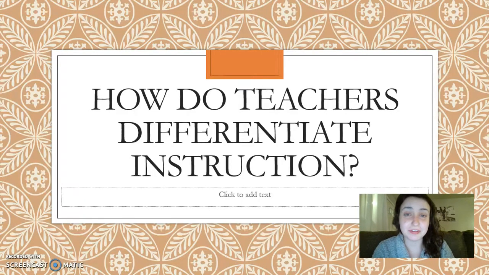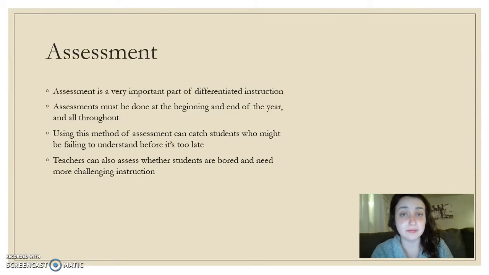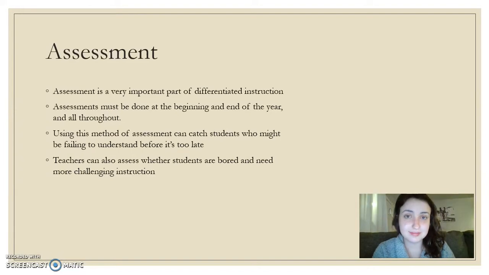Alright, so this next section that we're going to look at is how teachers can differentiate instruction in their classrooms. So one very important aspect of differentiated instruction is the assessment. Teachers must assess students on an individual level to find out their readiness, what type of learning method they need, like reading, or whether they're more of a visual person or a listening type of person. So many educators assess their students at the beginning of the year to see what their competency level is.